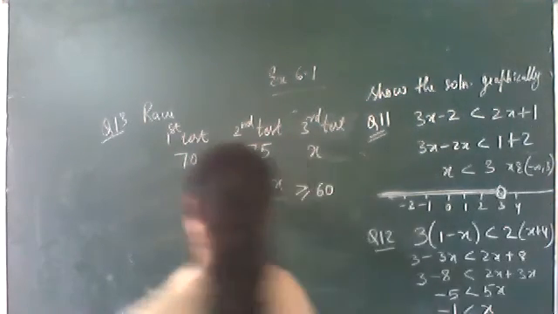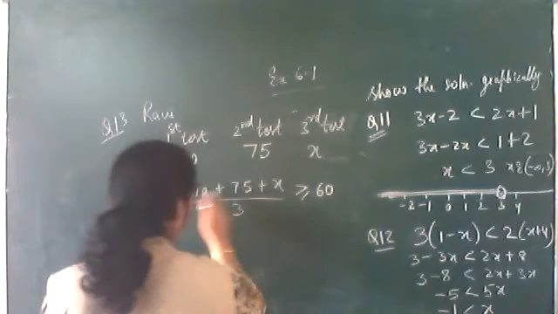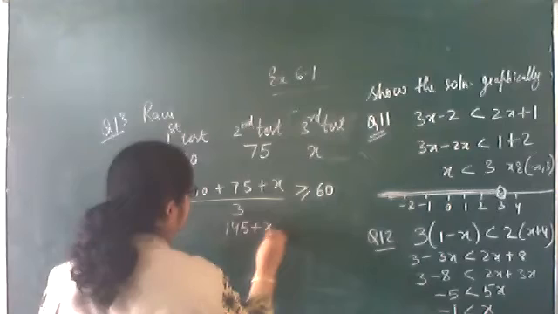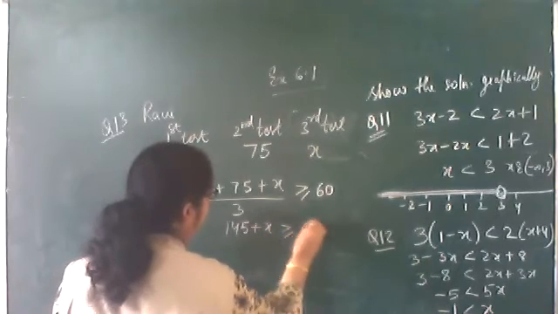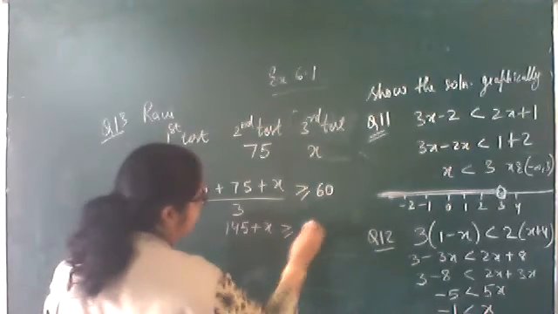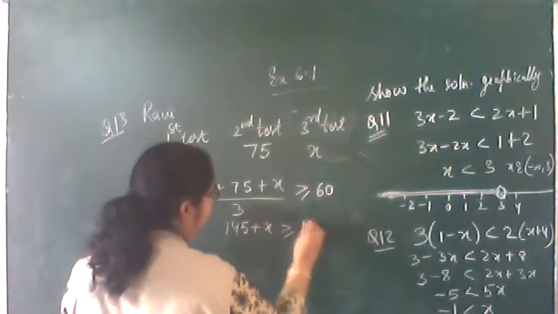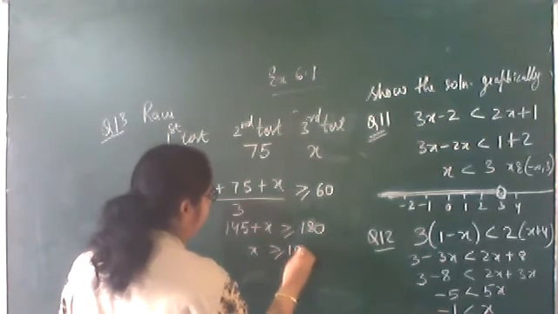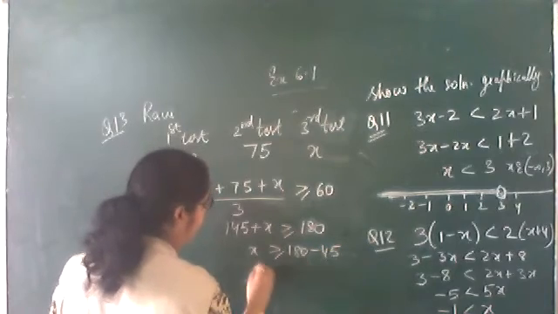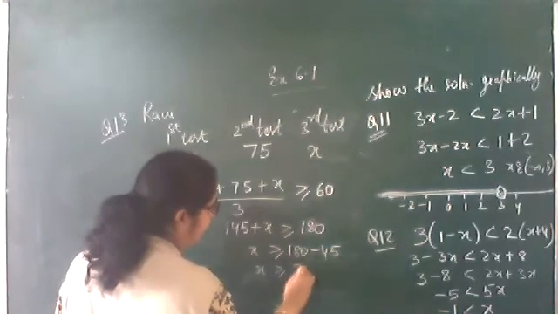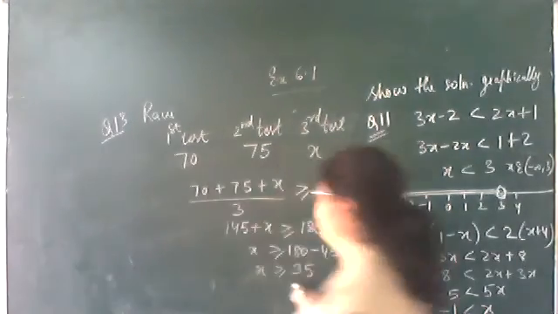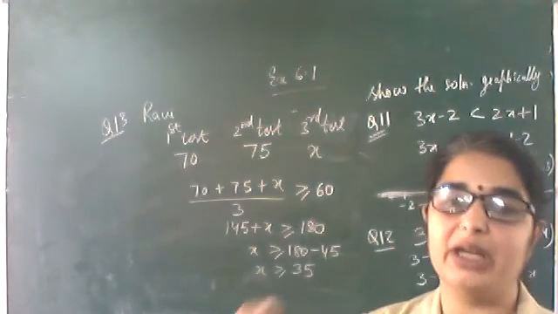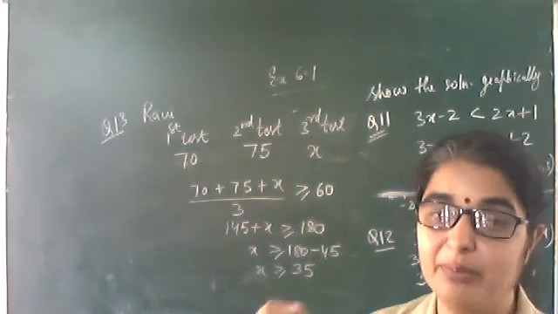So now you all know how to solve this equation. Now what we will do? 70 plus 75, you can add 70 plus 70, 140, 145 plus X upon 3 is greater than or equal to 60. 3 we can take that side. 60 into 3 is 180. Now you can have X is greater than or equal to 180 minus 45. So X is greater than or equal to 35. X should be greater than or equal to 35. So he should get minimum of 35 marks.